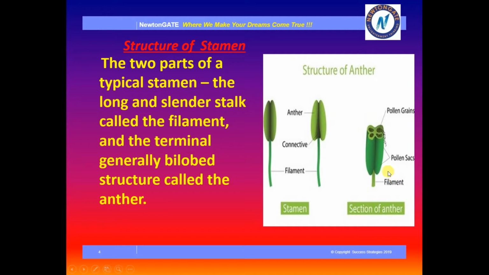Now, we will discuss the structure of a stamen. Typically, the stamen consists of an anther, which has two parts. One is the anther lobe. And this one is the slender, stalk-like structure, termed the anther filament. And there is a connective which connects the anther lobes. So, typically these are the parts of a stamen.